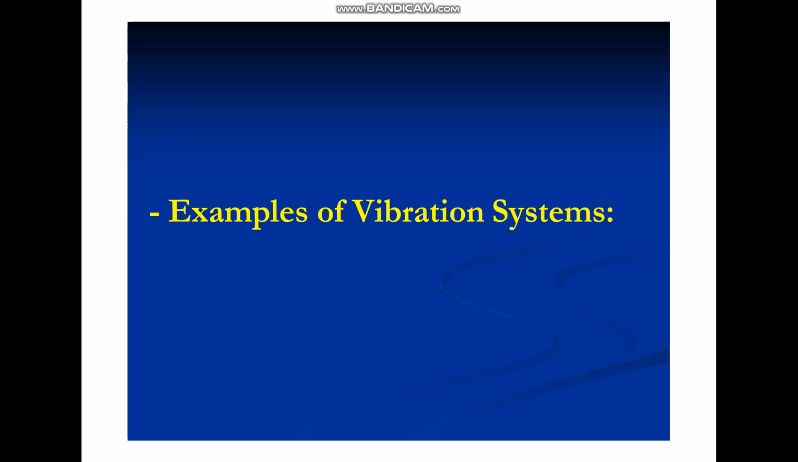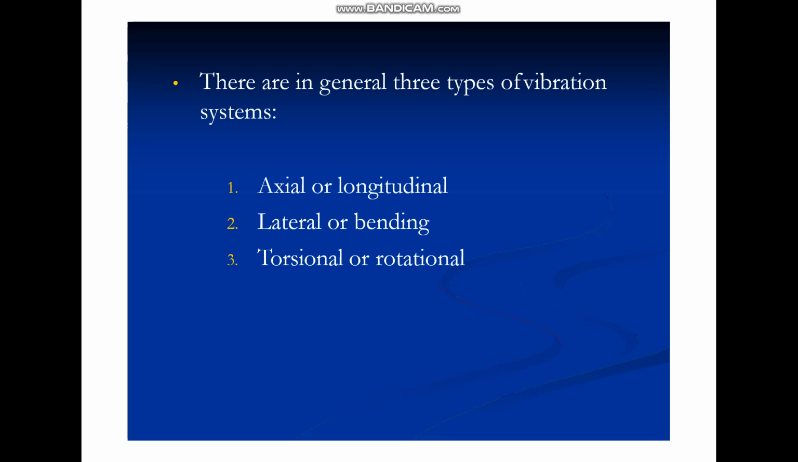So, examples of vibration systems: three basic different types of vibrating system: axial or longitudinal, lateral or bending, and torsional or rotational. Natural frequency describes the rate of exchange between the two types of energy storage elements. In the above mentioned case, it is the mass of the body and spring system that causes a simple harmonic motion. Simple harmonic motion is basically the repeating motion that tends to repeat itself after a certain period of time.